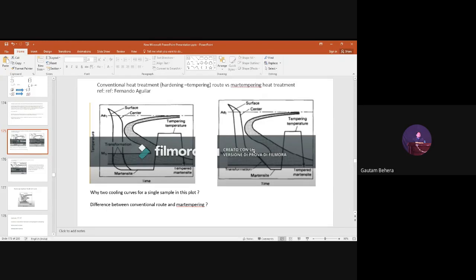So can you people tell me, if you are using a salt bath, is it isothermal cooling or continuous cooling? Isothermal. Similarly, if you are using normal air, then is it isothermal cooling or continuous cooling? Continuous cooling. So now it is clear?